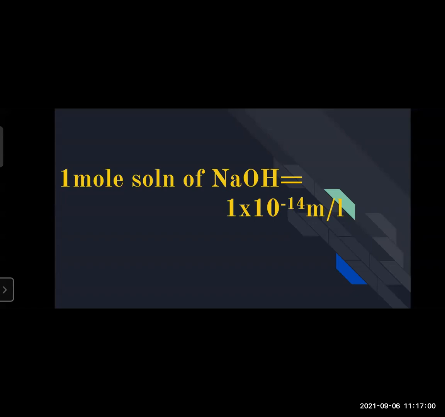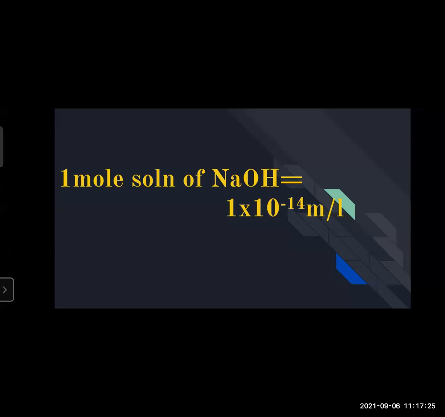So in 1909, the Danish scientist Sorensen introduced a convenient new scale for expressing H plus ion concentration, which was found very useful in chemical and biochemical processes. That was called the pH scale. It is the power of hydrogen, pH.